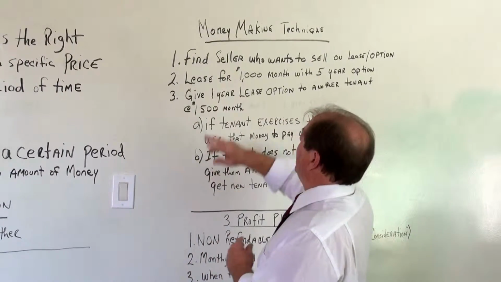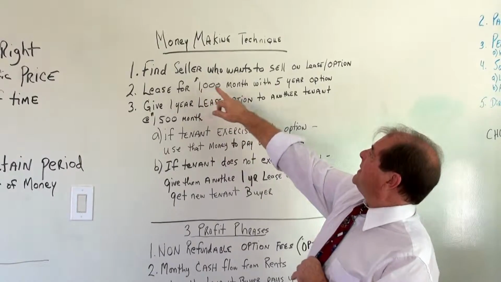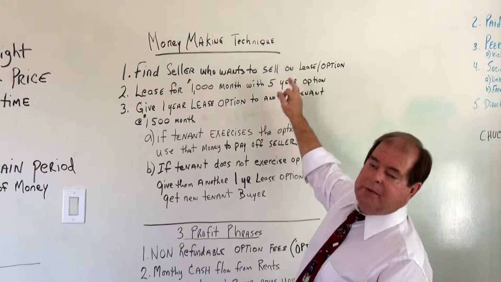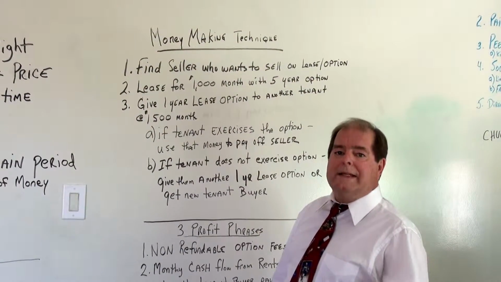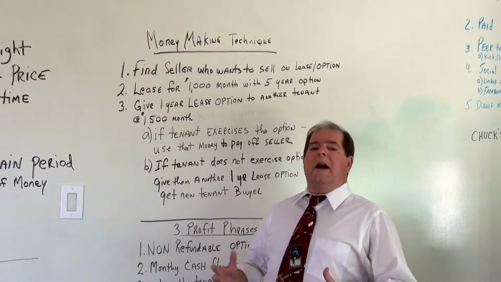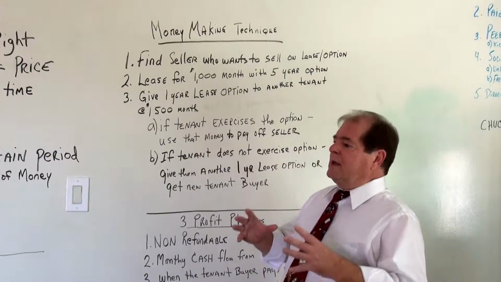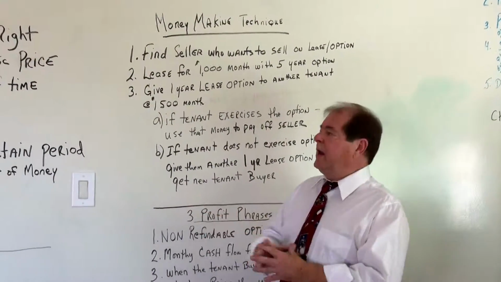Okay, so over here, I'll call this a money-making technique. First, we're going to find a seller who wants to sell on a lease option. They can be found in the for rent section or the for sale section. What you want to find is a distressed property. That's what you want to find, somebody who wants to get out of it one way or another.